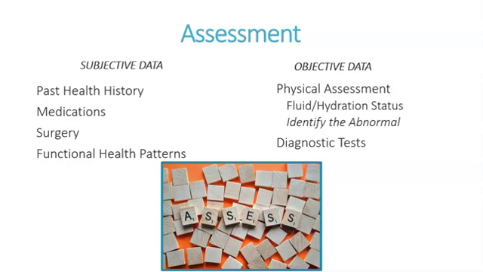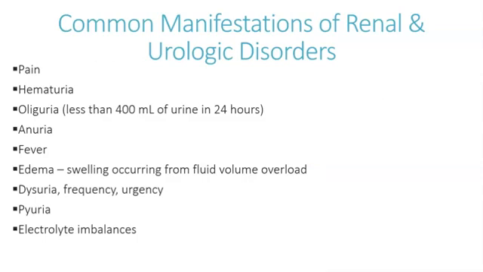And we're going to talk about some diagnostic tests a little bit later that are going to give us some additional information about the functioning of the urinary and renal system. These are just some general manifestations, so general signs and symptoms that we may see in a patient that has renal or urologic disorders. So this is not a list for you to memorize at all.